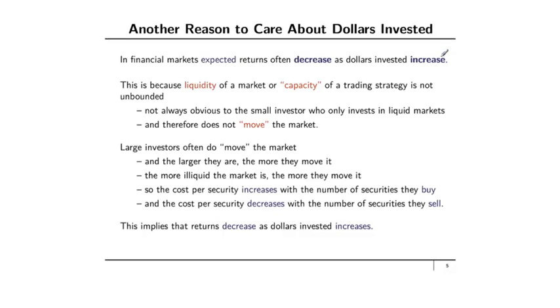In other words, the act of their trading is not going to have an impact on the market price of those securities. This is not true in general for large investors. The larger they are, the more they tend to move a market. The less liquid the market, the more they move it. And in this case, the cost per security increases with the number of securities they buy, and the price per security decreases with the number of securities they sell. So this implies that returns decrease on average as dollars invested increases.